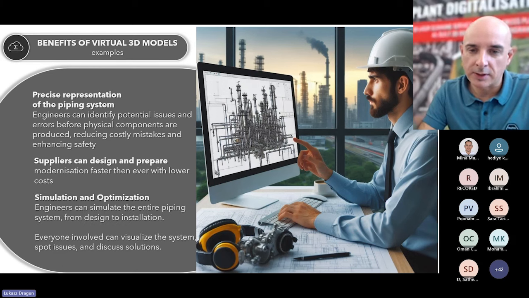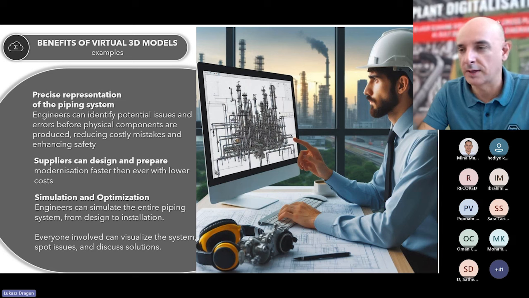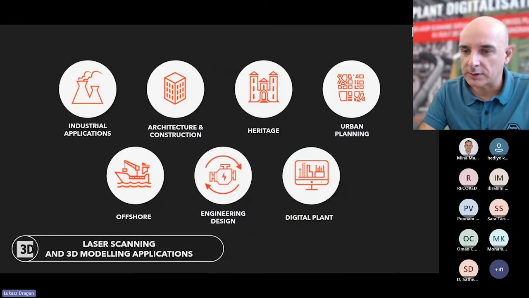With simulation and optimization, engineers can simulate an entire piping system from design to installation. So it is also very good. Everyone involved can visualize the system, spot issues, and discuss the solution when we have this digitalized and shown on one screen. Just to give you an imagination about laser scanning and 3D modeling applications, it is not only industrial application and engineering design, digital plant and offshore, but also architecture, heritage, urban planning. We will not discuss that; we will focus on industrial applications.